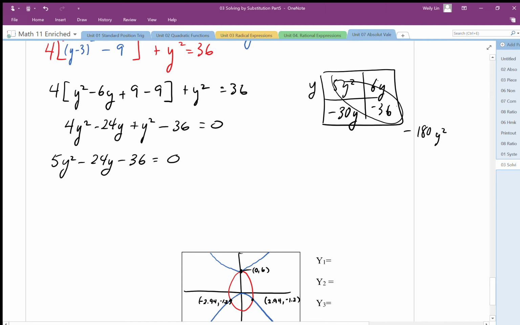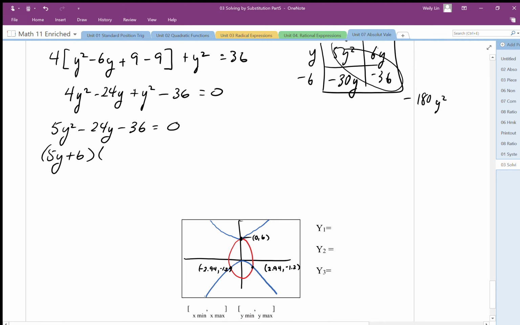So it becomes y. The common factor here is negative 6. Here the common factor is 5y, and here the common factor is positive 6. Okay, so my graph factors out too. And actually I kind of knew that this was going to be the case because I already knew the answers of 6 and negative 1.2. So there's my y equals 6 solution, and this is my y equals negative 1.2.